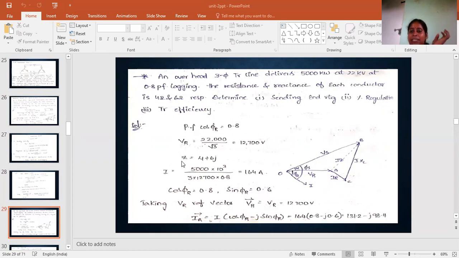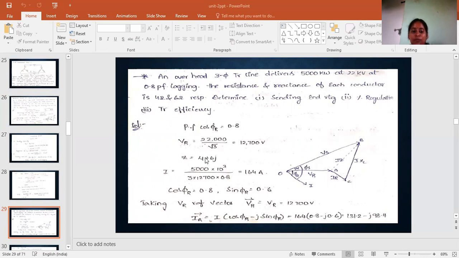Same problem, but here is the three phase. For the three phase we can find the value Vr equal to 22 kV by root 3. The per phase value we can calculate here: Vr equal to 22,000 by root 3, that is nothing but 12,700 volts.